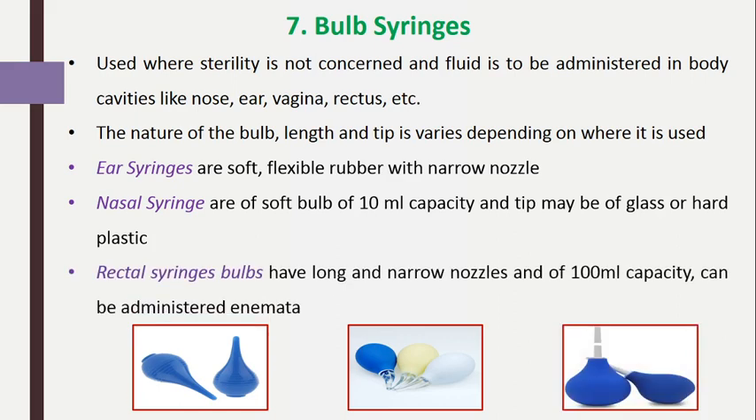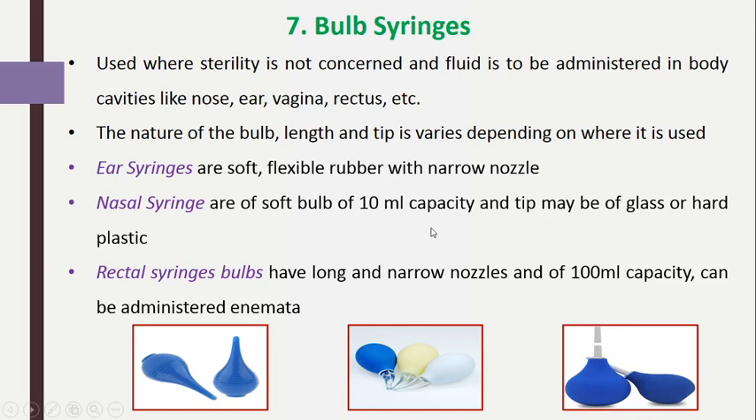Another here, that is a rectal syringe bulb. You can see in this picture, these rectal syringe bulbs have long and narrow nozzles, and the capacity of these rectal syringes is about 100 ml, and they can be used to administer an enema. So for enema purposes, these rectal syringes are used.